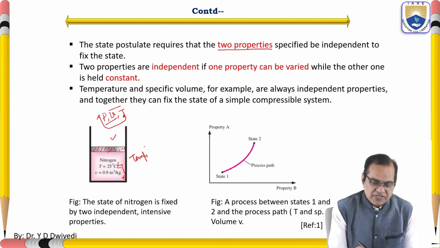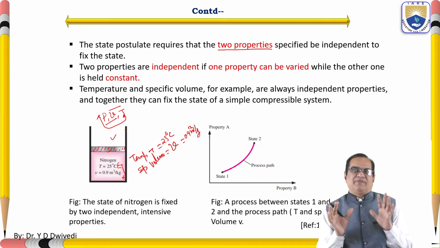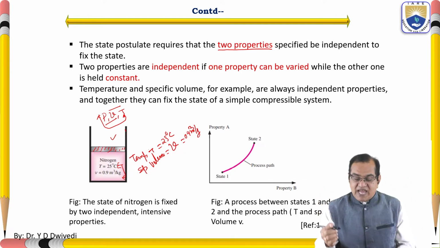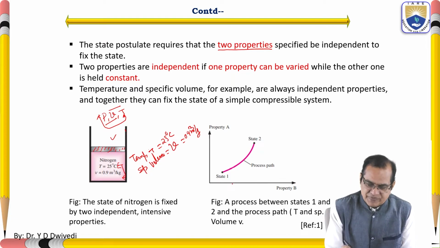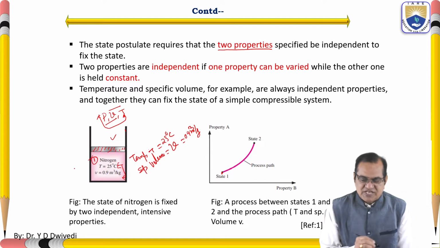The temperature I have shown is T, and the specific volume I have shown is V. It is given as 25 degrees centigrade and 0.9 meter cube per kg. By this we can define the system and find out the state, which is shown here. You can see here, this is state 1.